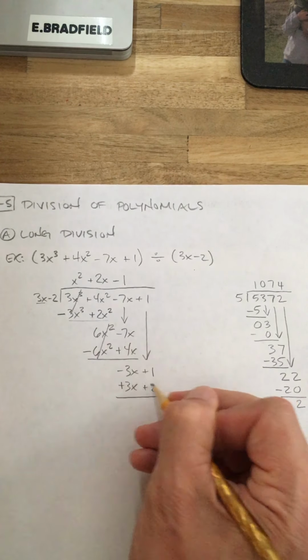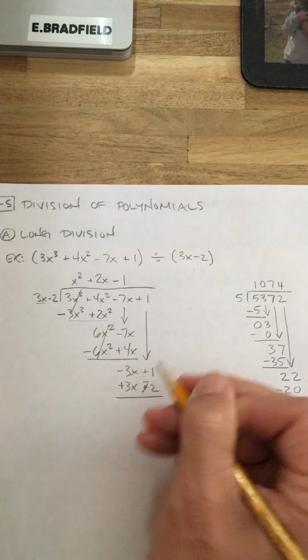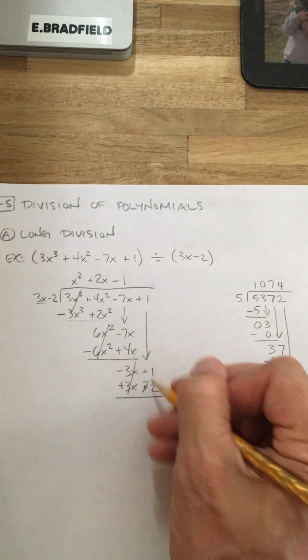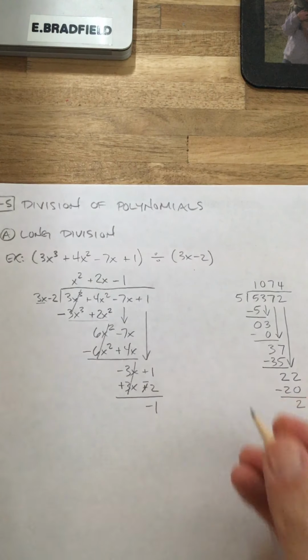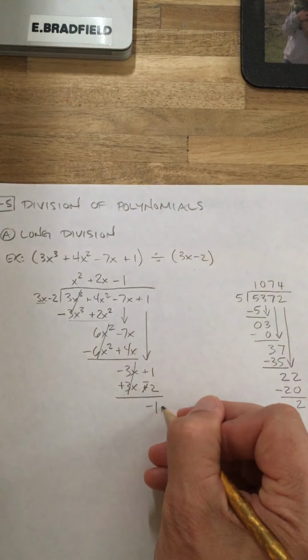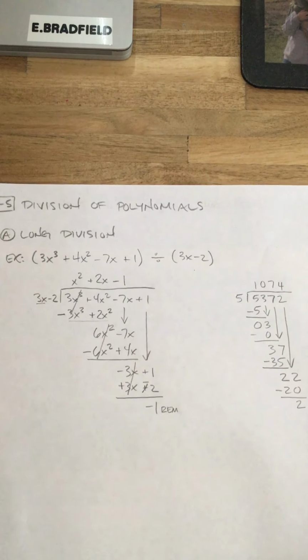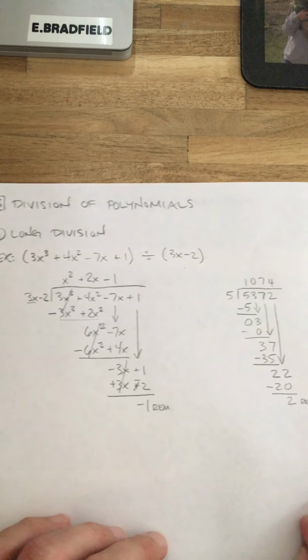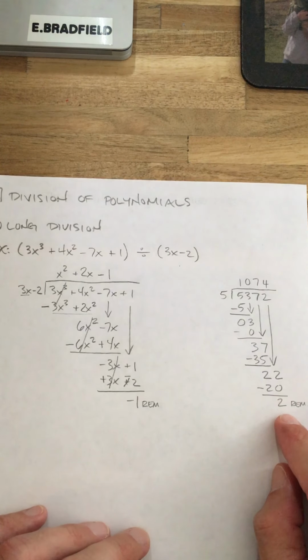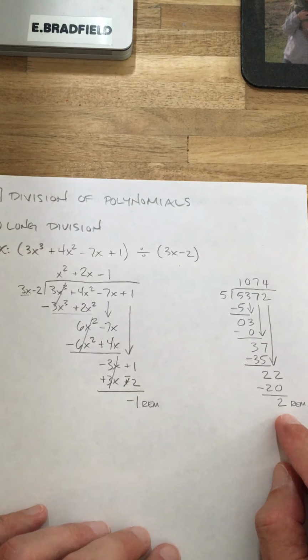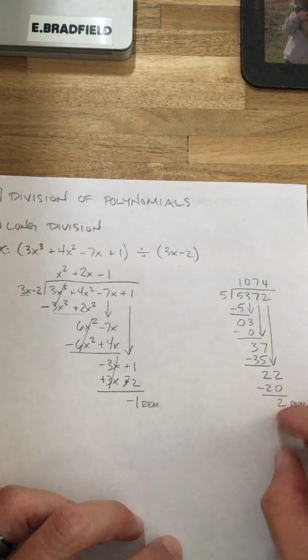Subtract, so that turns into a plus. Subtract, that turns into a minus. Okay, so those cancel. 1 minus 2 is negative 1. And that right there is my remainder. Okay. And over here, let's go back to this. If that's your remainder, then we put it up here.